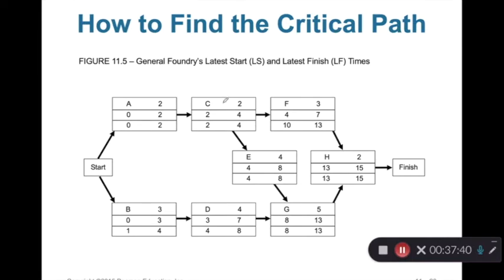Why? Let's look at C. C has two followers, F and E. We should choose the smallest LS among the followers. Basically, we talk about immediate followers. We know the LS for F is 10 and the LS for E is 4. We should choose the smallest. Which one is smallest? It's 4. Why? The same reason as I explained for the forward pass.